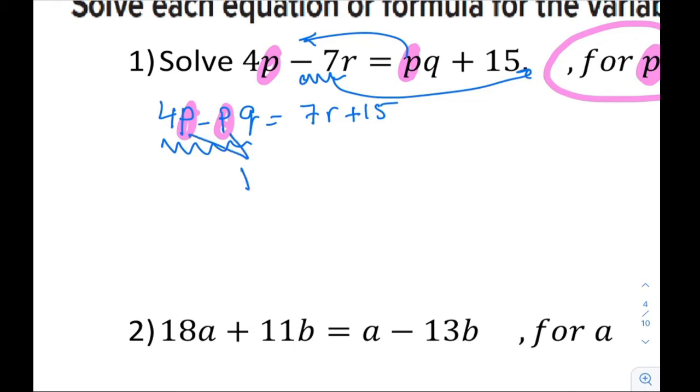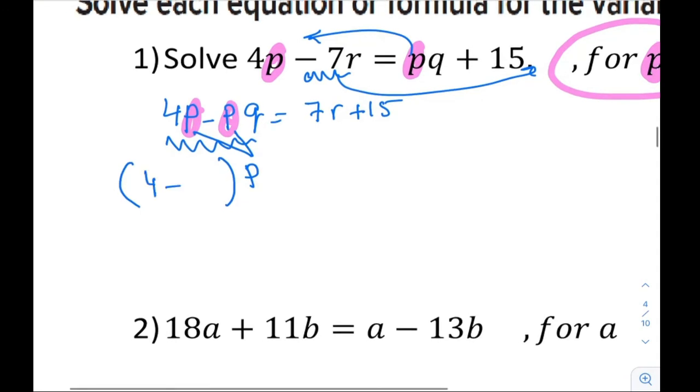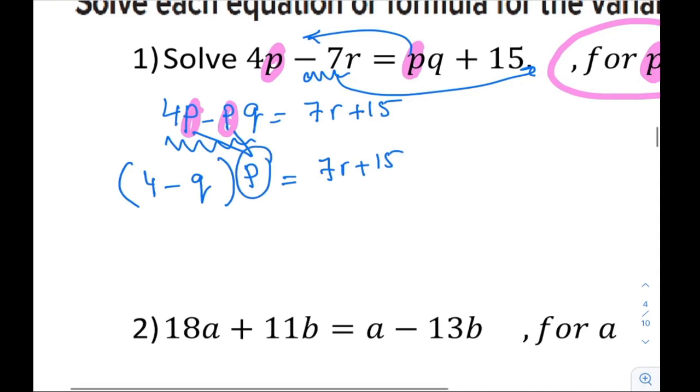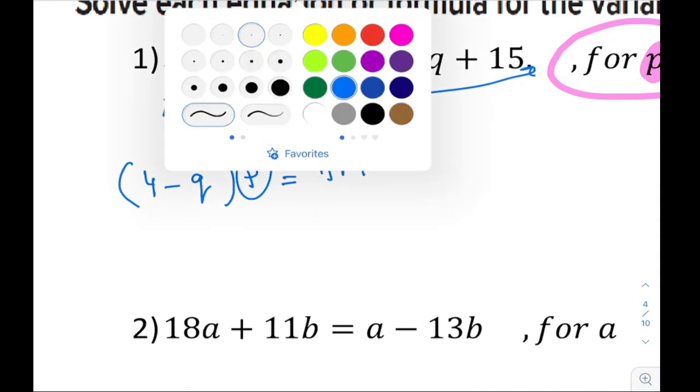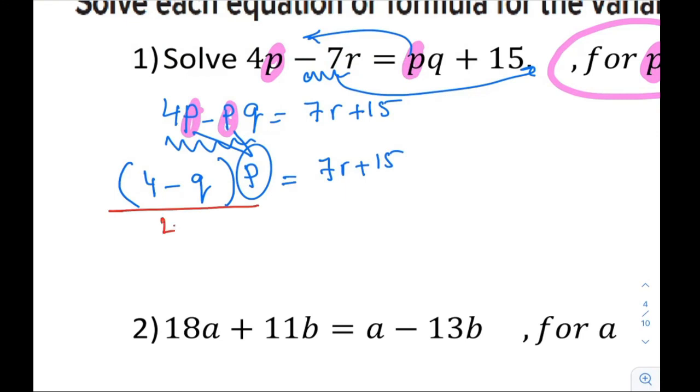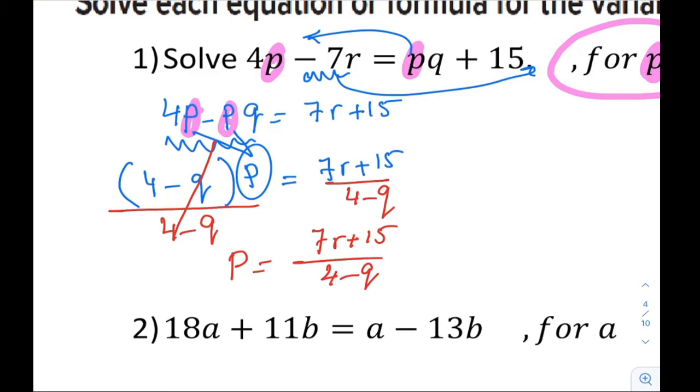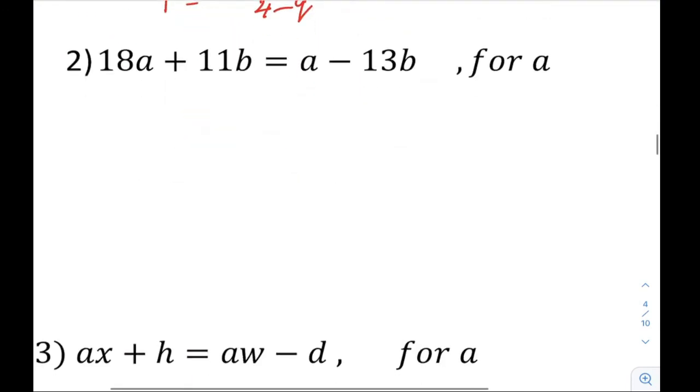Let's go back now to our question and do the same thing. So we will put the p down and we will drag the 4 and the minus q. The terms that are left equals 7r plus 15. Remember, again, we need the p alone, so we need to divide both sides by 4 minus q here and there. So our p is 7r plus 15 over 4 minus q. And we are done.